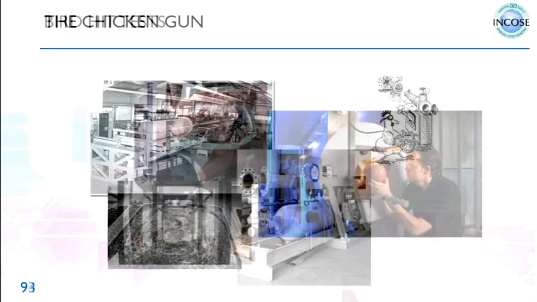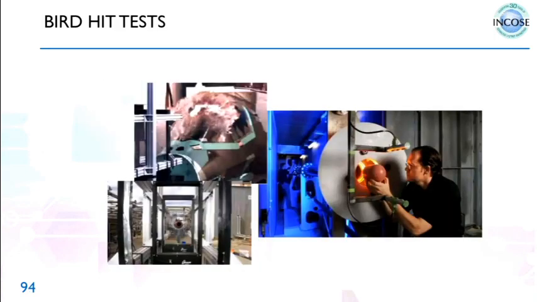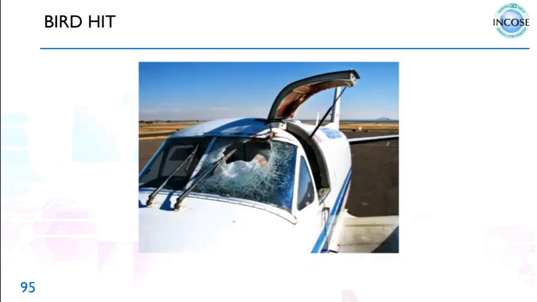They used to actually fire the chicken. Nowadays, of course, you don't fire chicken. You fire rubber pellets, which have actually the same weight as a bird and are as soft. And this is hit against the windshield to make sure that something like this doesn't happen.